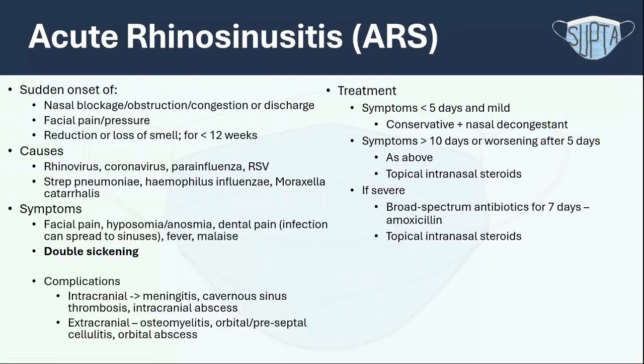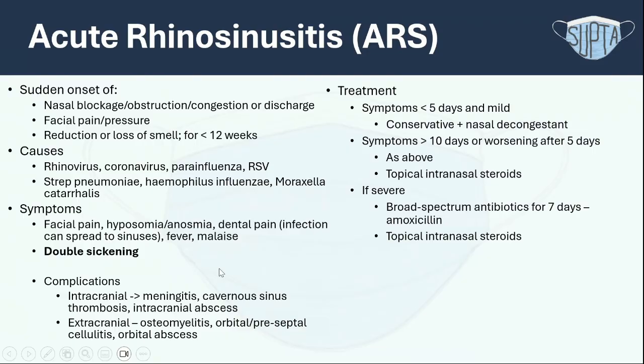And then symptoms would be facial pain, anosmia, dental pain, so infection can spread to the sinuses. You have fever and malaise. You can also have a double sickening phenomenon as well, which is when you have a very mild onset of symptoms and then you feel like the patient might be getting better, but then suddenly they have an acute worsening of their condition, which tends to mean that they've had a bacterial cause behind their rhinosinusitis.